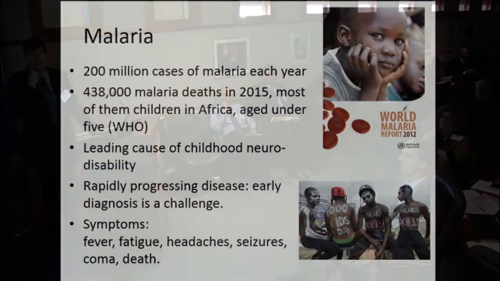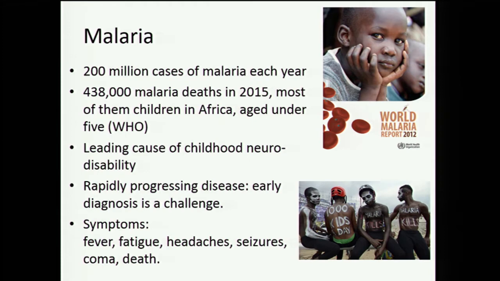We have about 200 million cases of malaria each year, which is a very high number, and a large number of casualties. The 438,000 is reported by the World Health Organization, but probably the number is even larger than that, and most of them are children. So if you do the math, there's a child dying of malaria almost every minute. You see here some people demonstrating for help for malaria. So 1,000 kids a day. Again, if you do the math, that is almost one dead child per minute. And that's quite a lot.